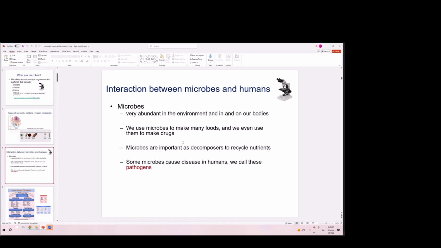Let me just throw this back to you. How do people use microbes for food, for example? How do we use microbes for food, as in our food processes or as food? Any ideas? Or is this sentence wrong, that we use microbes to make some food material for us?